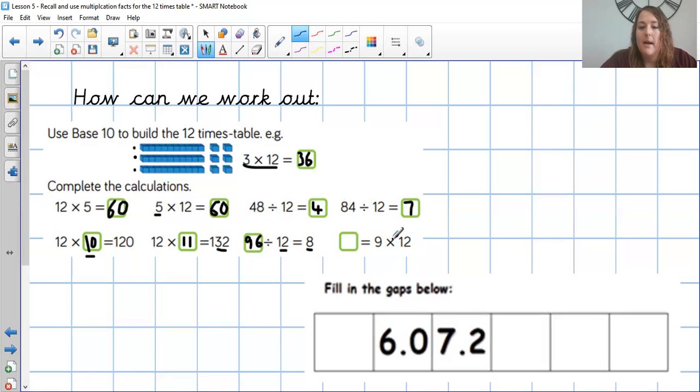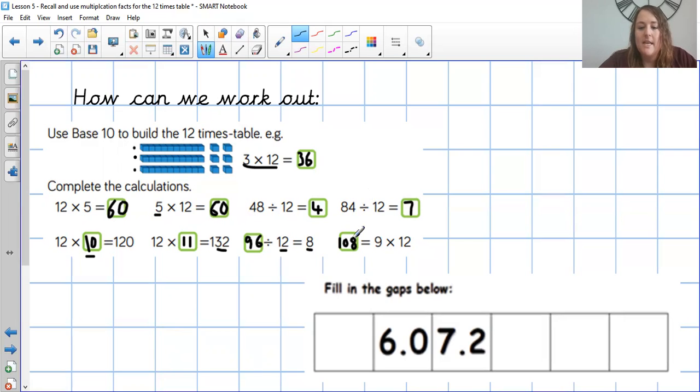And finally, my something is equal to 9 times 12. So again, if I know that 10 times 12 is 120, I can take one lot of 12 away, which gives me 108. A huge well done if you got those right. Okay, fill in the gaps below.